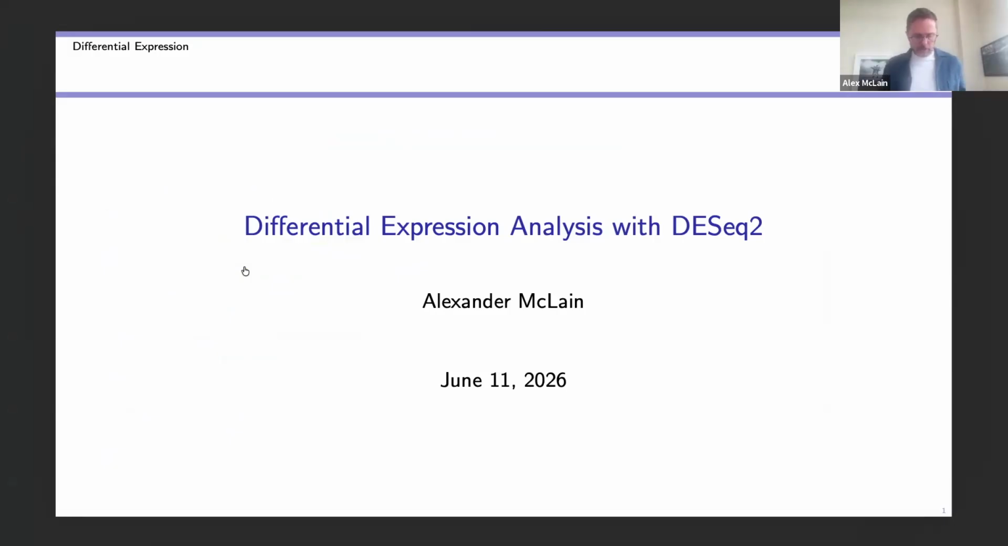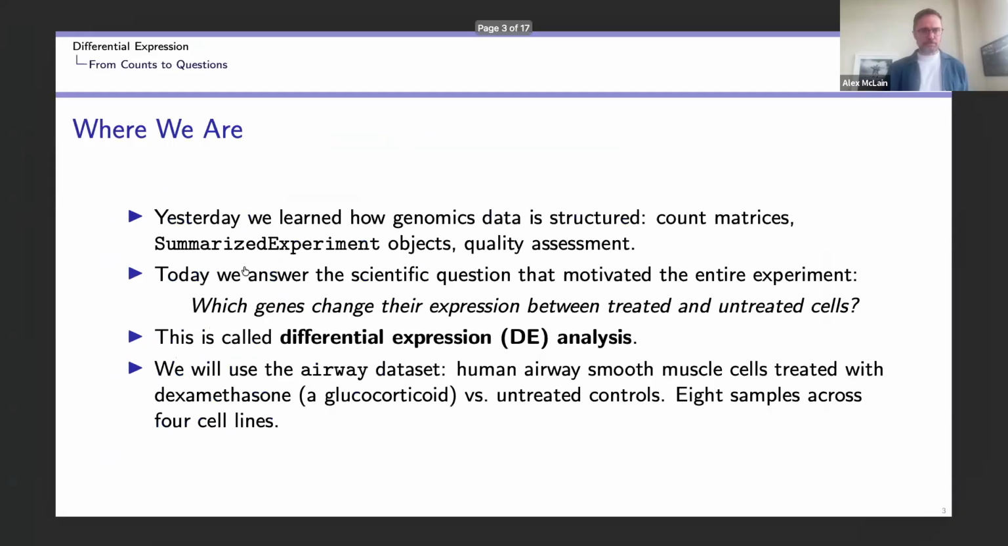Okay, so today we're going to talk about DESeq2, which is a suite of tools applied with a single function in the DESeq2 package. This DESeq2 is going to use those summarized experiment objects that we were talking about yesterday, count matrices and column data mainly. And it aims to answer the question, which genes change their expression levels between treated and untreated cells. This is called a differential expression analysis.